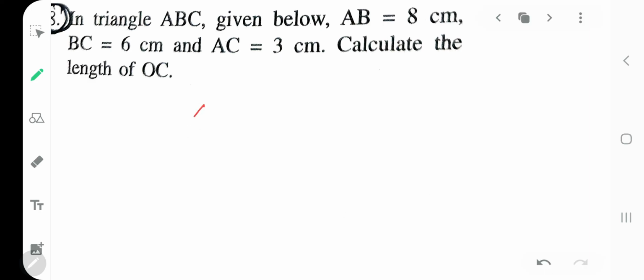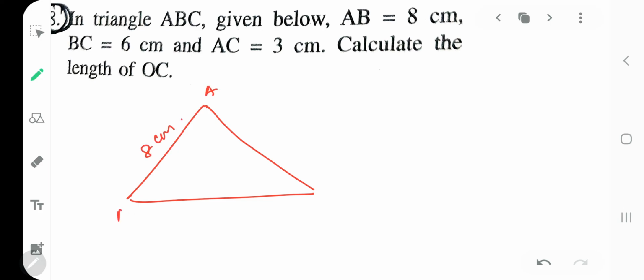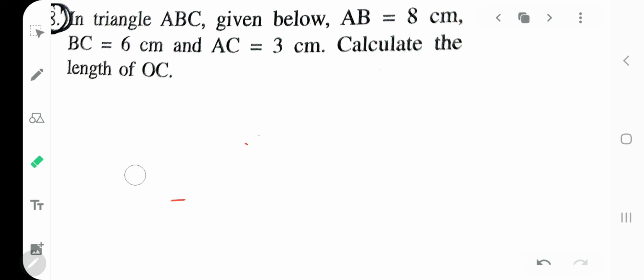Next is your triangle ABC where AB is 8 centimeter, BC is 6 centimeter and AC is 3 centimeter. You have to find the length of OC. My dear kids, the structure is given in your problem. So I'll go as per the structure given in the textbook. So it goes something like this.